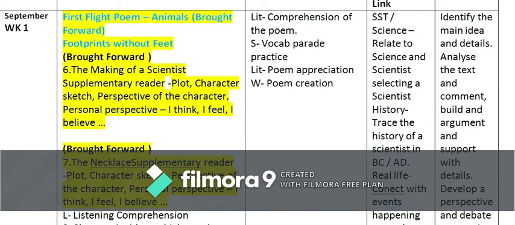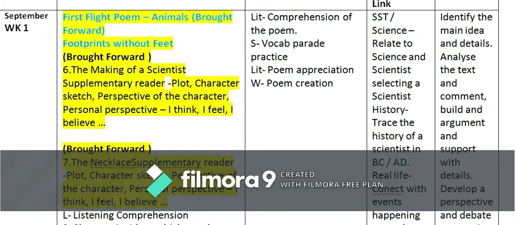One is The Making of a Scientist. It is a short story, and the learning objective that we need to have is developing a plot, developing a character, understanding the perspective of the character and building an opinion, knowing the perspective of the writer and your own personal perspective, which you express with I think, I feel and I believe. It's quite a lot that we have in this particular short story that we need to complete during this week.